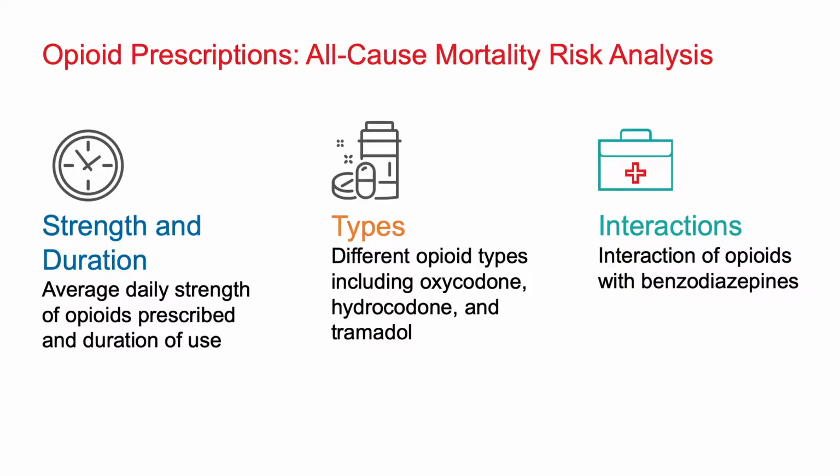From our prescription analysis, we identified 3 key factors that observe different mortality trends. First, we have the duration and strength of the opioids prescribed. Second, we have insights on the different types of opioids and their different risk profiles. Finally, we have the risks of the interactions between opioids and benzodiazepines.